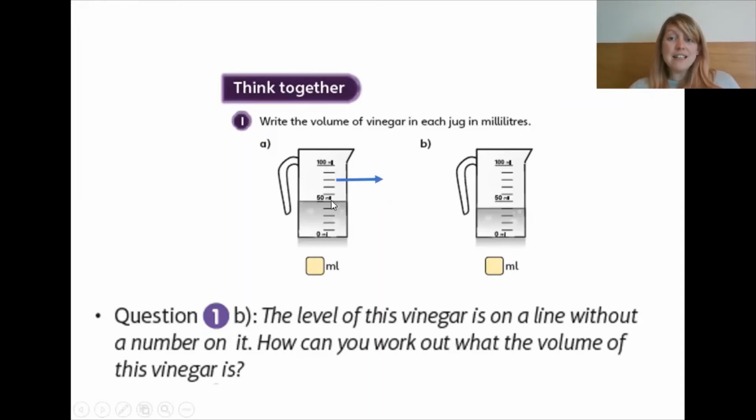That's correct. So now I know that we're jumping in tens, I can figure out what this one is. Now I don't need to start at 0 this time. I can start at 50 because I know that I'm counting in tens. So 50, 60, 70, 80. That would be 80 ml or 80 millilitres.